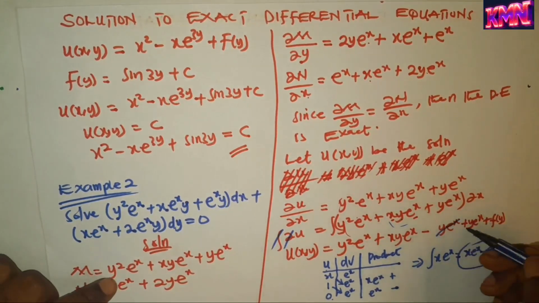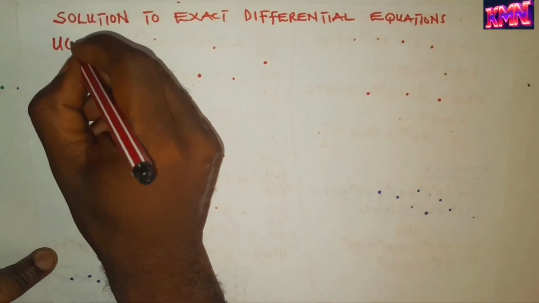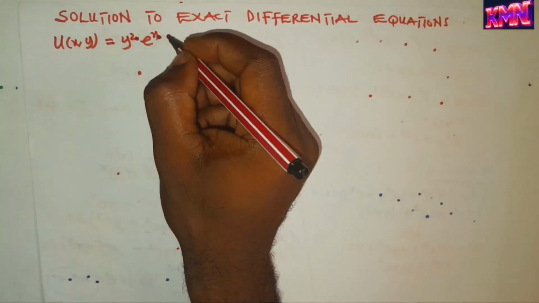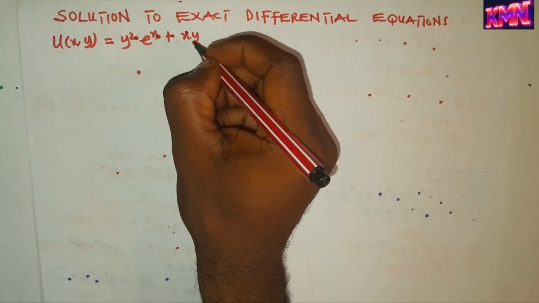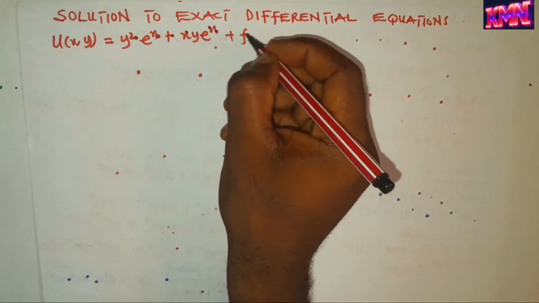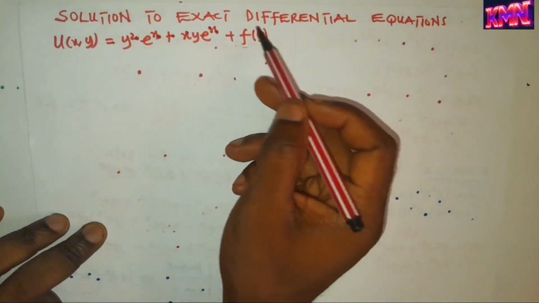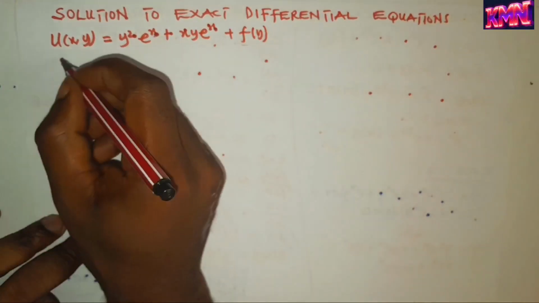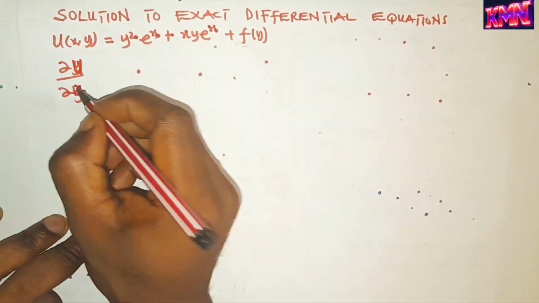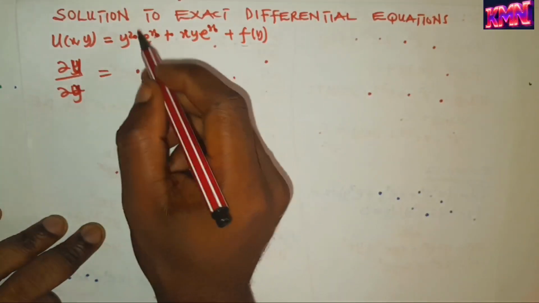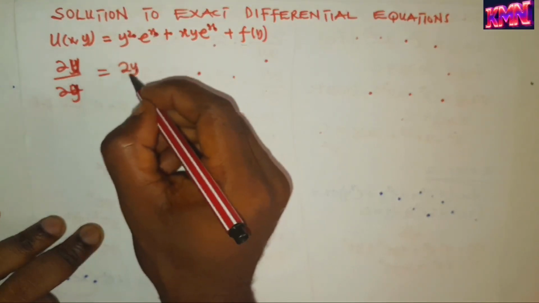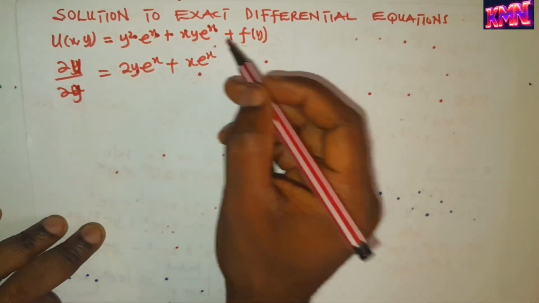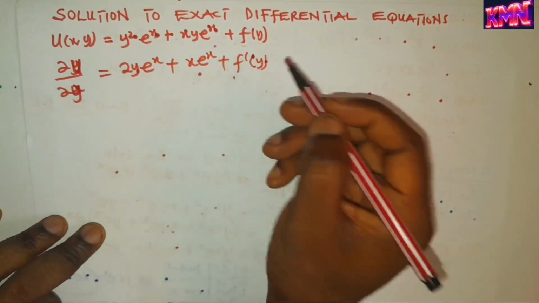But note that this is the same as this. Finally, u at xy now becomes y squared e power x plus xy e power x plus f at y. We need to find the f at y. So in that case, we are going to differentiate this partially with respect to y. So we are going to have del u del y, which is equal to, with respect to y, this is a constant, so we are going to have 2y e power x plus x e power x, the y will be 1, plus f prime at y.